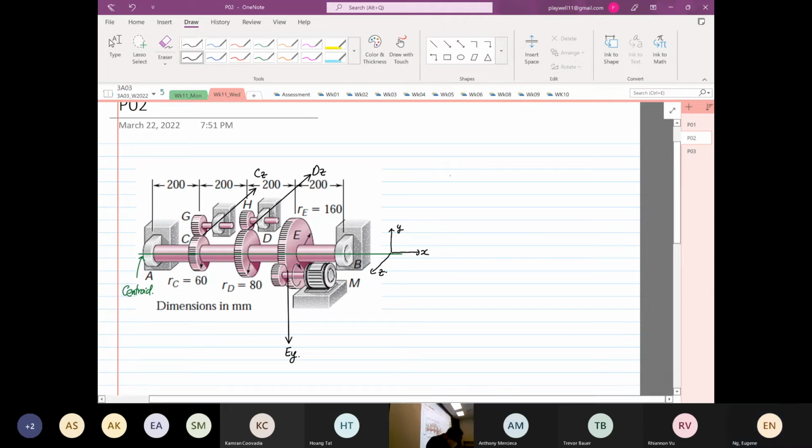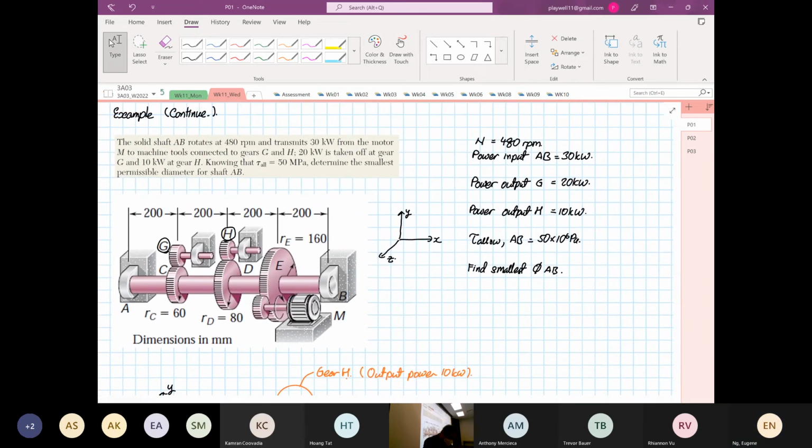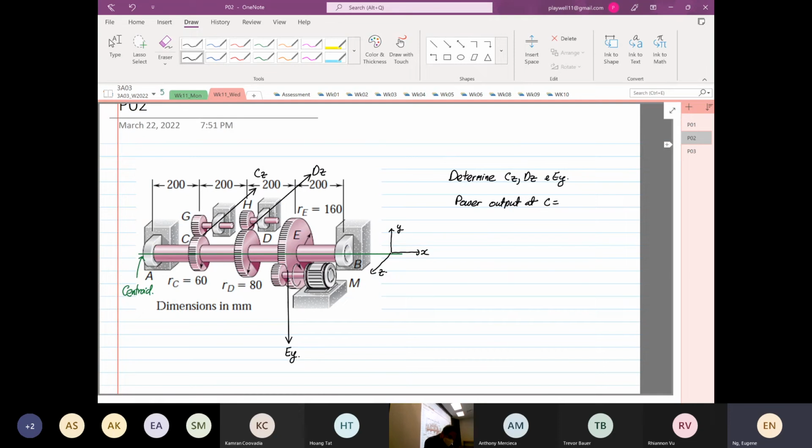Determine our EY or CZ, DZ, and EY. So we know at C, here C, we have a power output. Let's recall at C, our power output at gear C is 20 kilowatt.